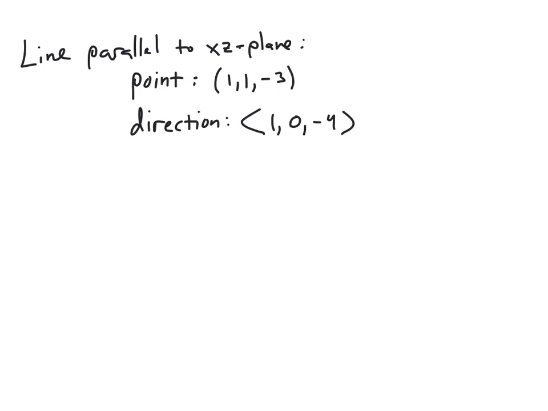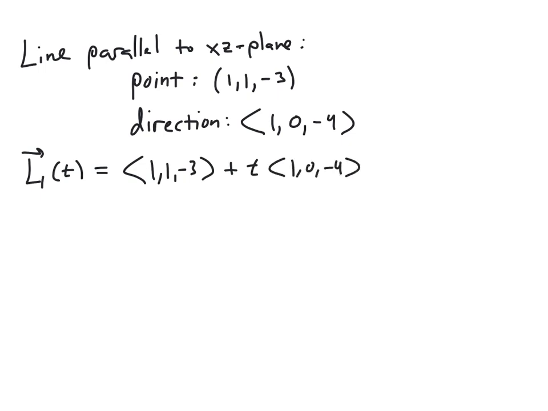So in this case, we have our point and we have our direction. If I want to call this line L sub 1 of t, this is a vector function. We know it is going to be the point 1, 1, negative 3 plus t times our direction vector 1, 0, negative 4. When we combine this, we get the function 1 plus t, 1, and negative 3 minus 4t. Right, so this is the line parallel to the xz plane that's tangent to the curve at the point 1, 1.